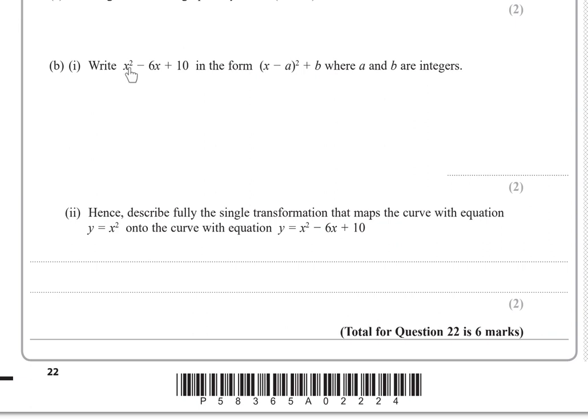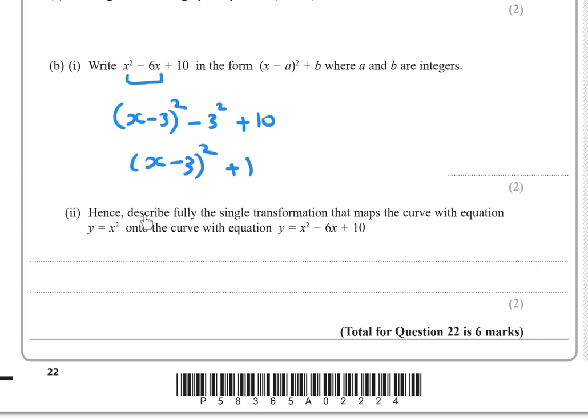B I, write x squared minus 6x plus 10 in the form (x minus a) squared plus b, where a and b are integers. Use completing the square to write in the vertex form. x squared minus 6x can be written (x minus 3) all squared minus 3 squared, then plus 10. So (x minus 3) all squared, negative 9 plus 10, so positive 1, so plus 1.